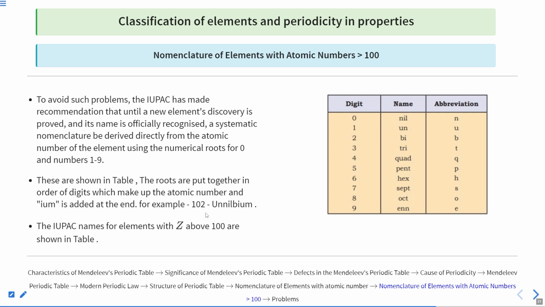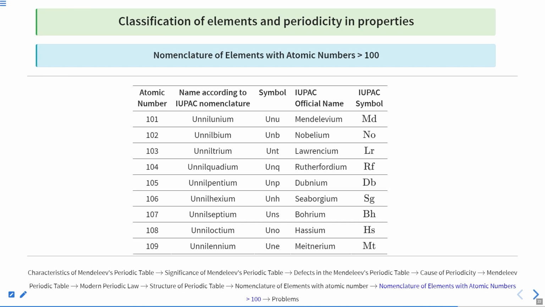So this nomenclature is for the elements which have an atomic number greater than 100. Here are some names of it. First of all, the trivial name of the element with atomic number 101 is Mendeleevium, right? Now 101 means 1 will have un as the root, 0 will have nil as the root, and 1 again will have un as the root. So unnilunium, with ium at the last. So ium is the last term that should be placed.